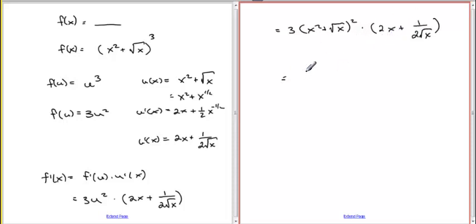And the question is, how much do I simplify this? Well, I would move this to the beginning, and I'd probably multiply by 3. So I would get 3 times 2x is 6x. 3 times that would be 3/2 times 1 over the square root of x. And all of that, notice I'm using parentheses to group these still together, multiplied by x squared plus the square root of x to the second power. So that's probably as far as I would go on that.